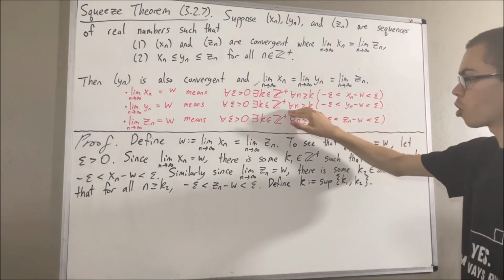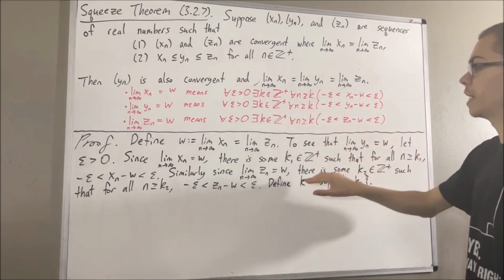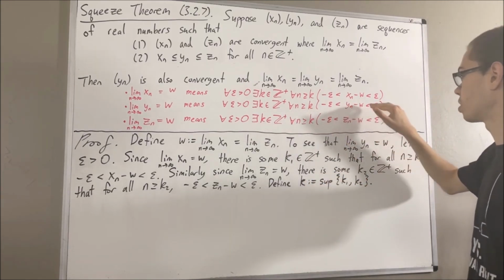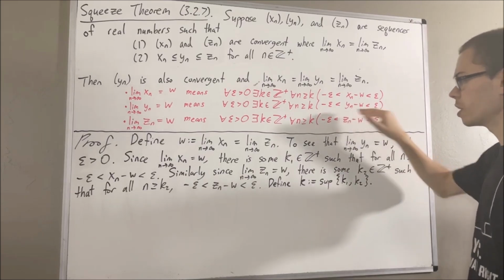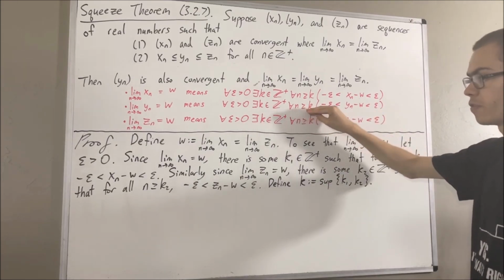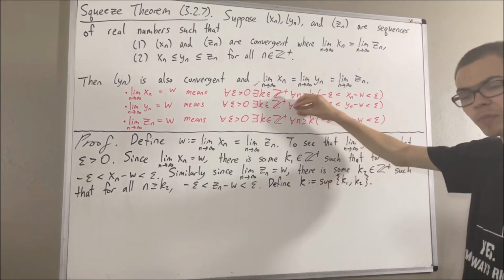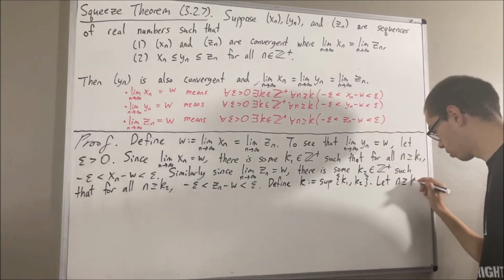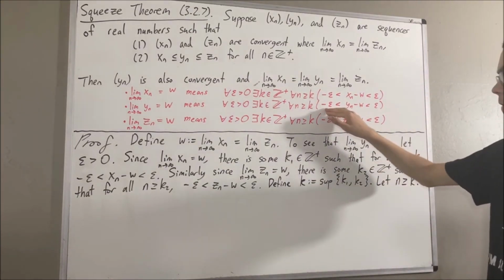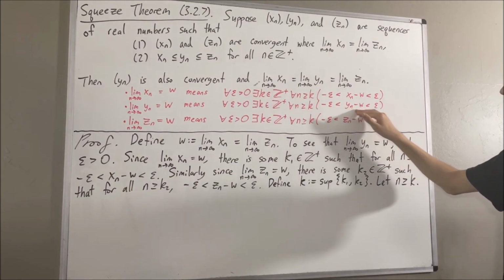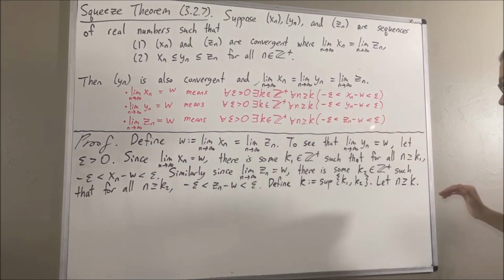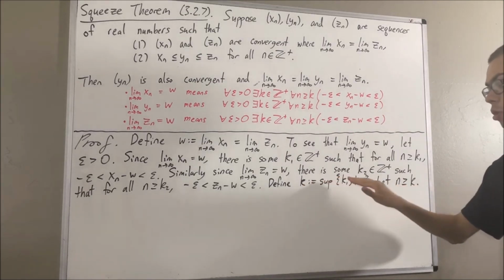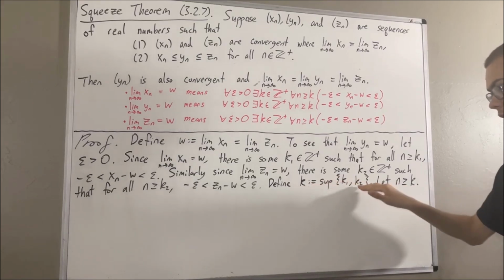So we're trying to show for all positive integers n greater than or equal to k, the negative of epsilon is less than yn minus w, which is less than epsilon. So since we're trying to prove a statement about every positive integer greater than or equal to k, give me an arbitrary positive integer greater than or equal to k. I'll call it n. And from here, we want to show that the negative of epsilon is less than yn minus w, which is less than epsilon. Now to start, we know that k is the bigger of k1 and k2, which means that k is greater than or equal to k1 and k is greater than or equal to k2.